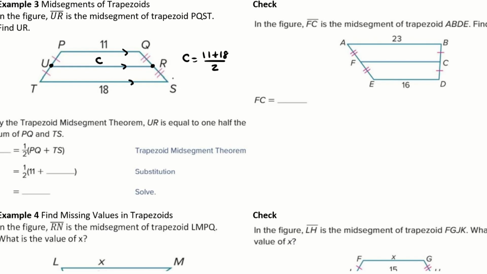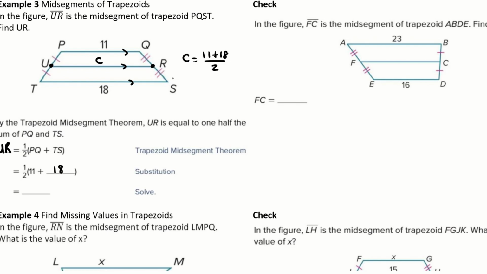So in order to get UR, which is what I called C, but we can call it UR here, it's half of the sum of PQ and TS. And TS is 18. So basically 11 plus 18 and then half of that. Okay, so 11 plus 18 is 29 and then half of 29 right there. So let's do that.